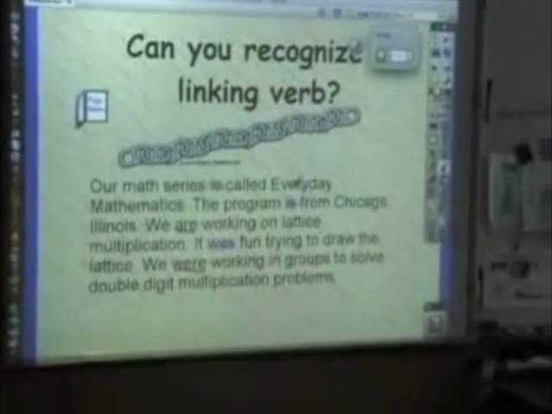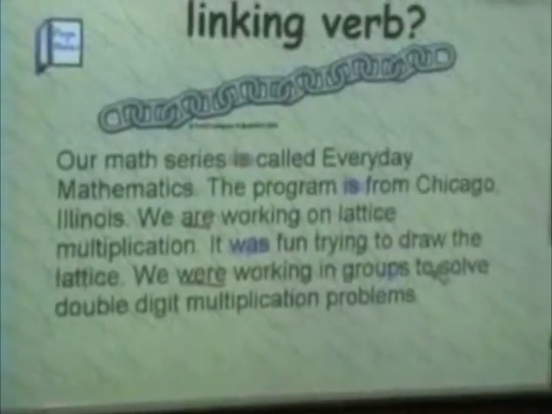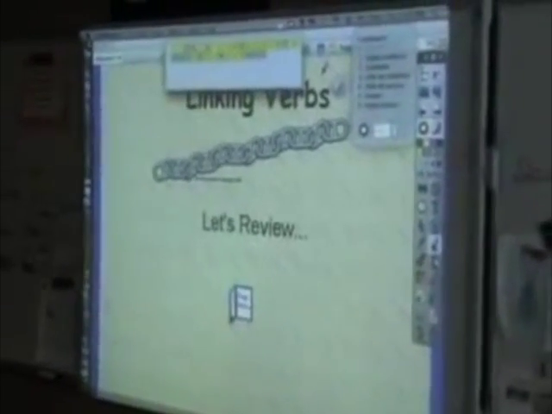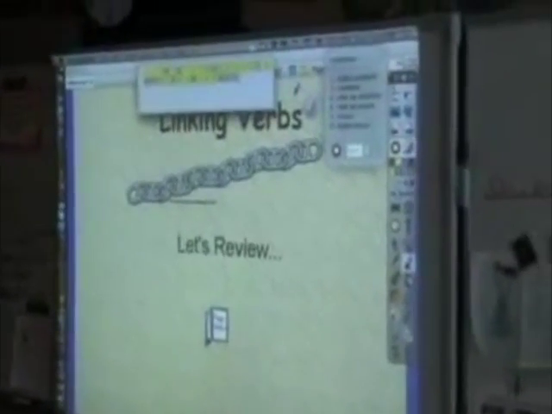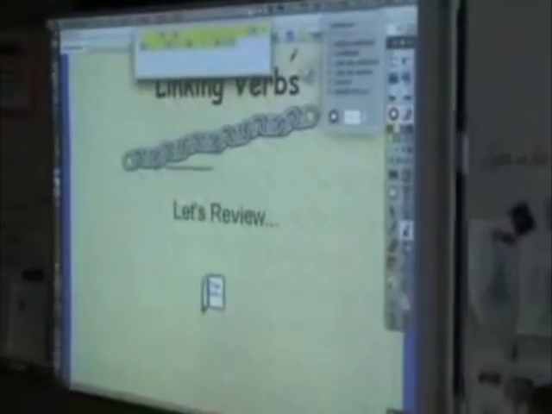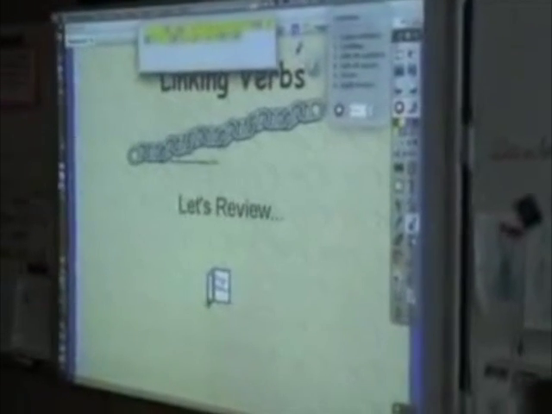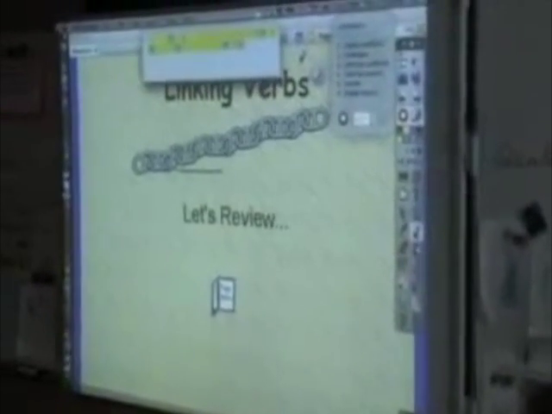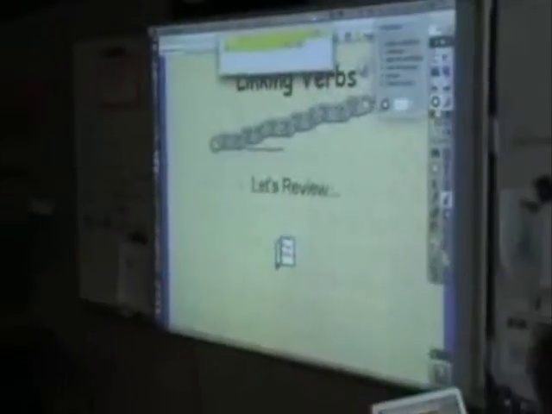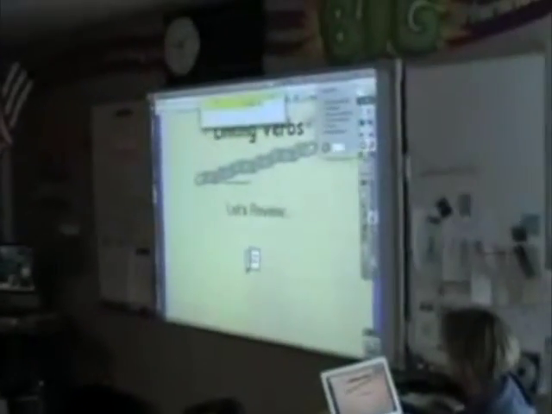Some of these are linking verbs. Some of them are actually helping verbs, and we'll be talking about that again next week. Are you highly confident, confident, a little bit confident, a little bit unsure, unsure, or highly unsure? Let's see how you feel about it. A couple more seconds. All right, let's see how we feel.